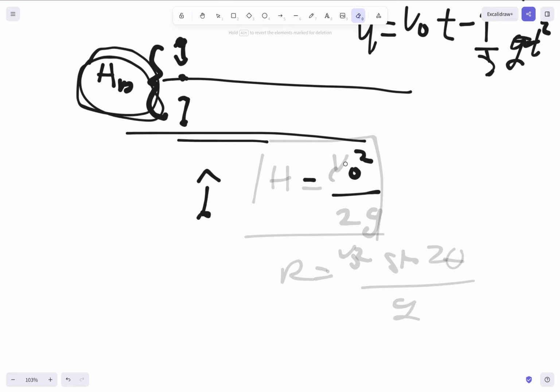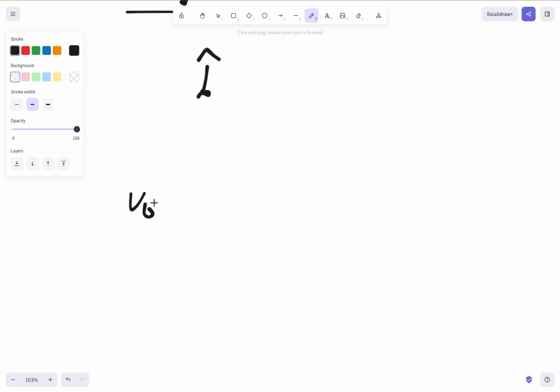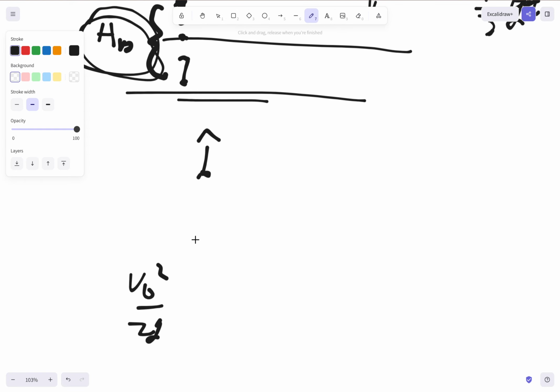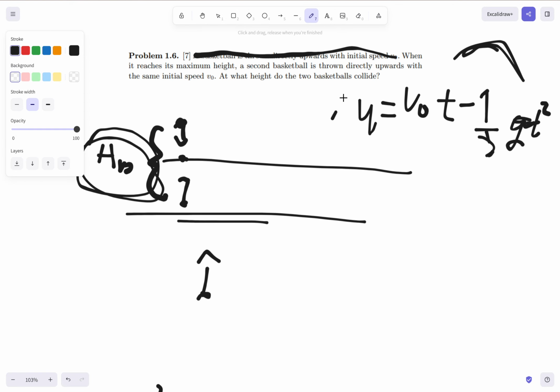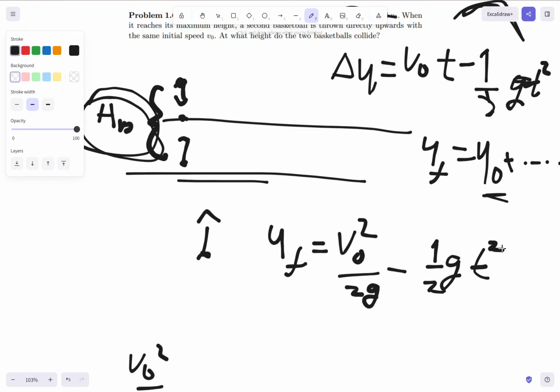Anyway, shoot, why am I erasing this? We could say the ball starts at V O squared all over 2G, right? Because remember in this equation, it's delta Y. So Y final equals Y initial plus and so on. So that's going to be our Y initial. So we're going to say Y final equals V O squared all over 2G minus 1/2 G T squared.